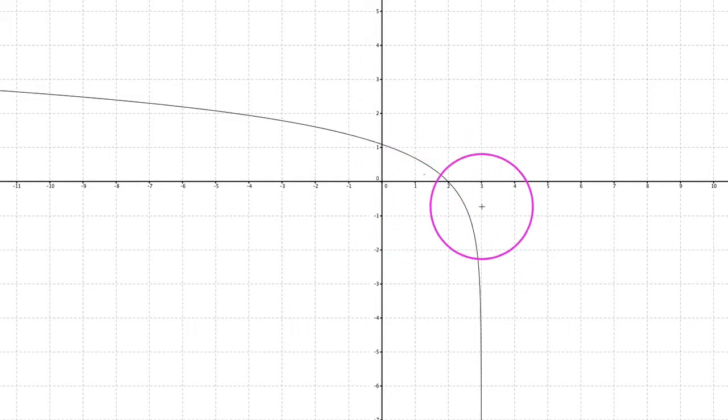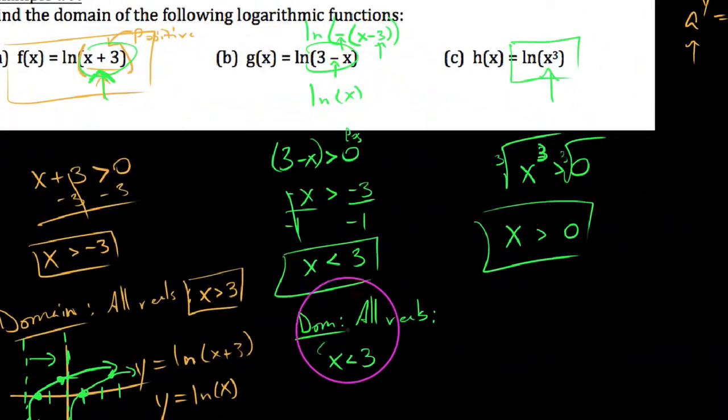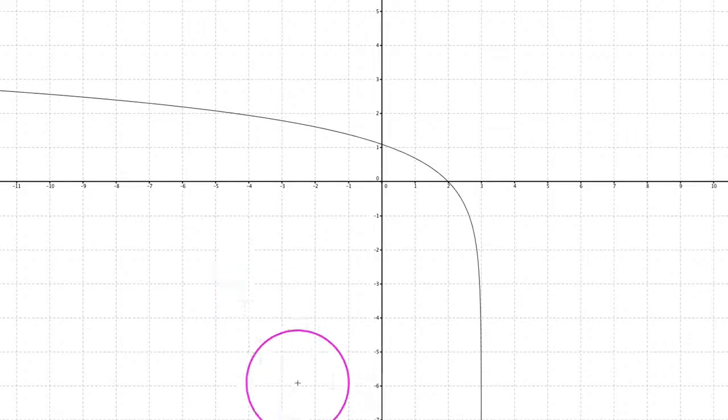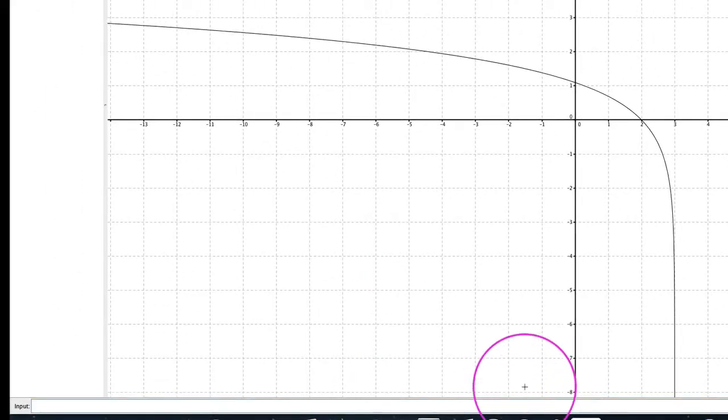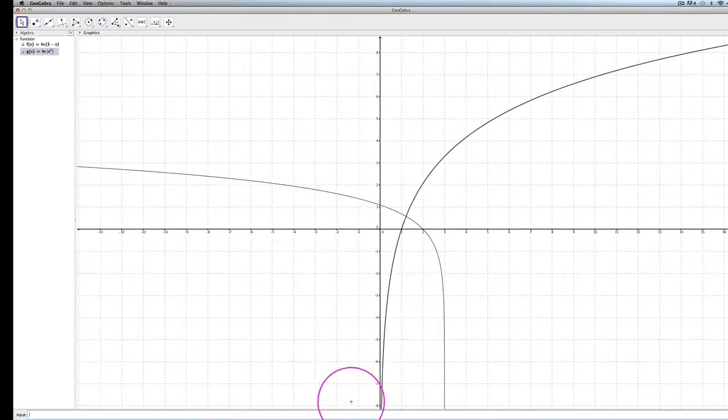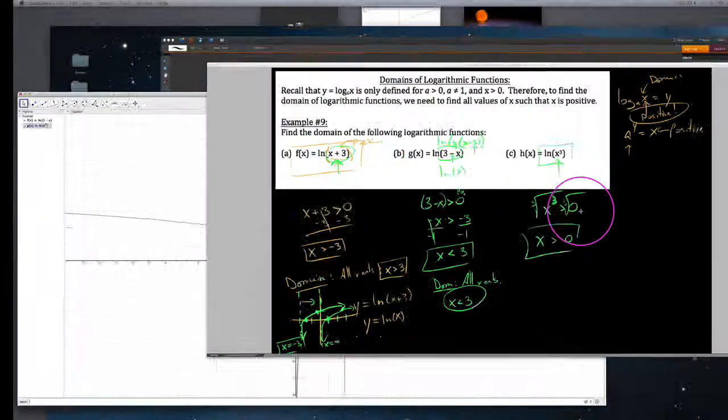Okay. But basically, you could see this, all x values that were less than 3, which is what we expressed here, was our domain. And if I were to graph the ln of x cubed, which I don't even know what that looks like, let's just take a look. ln x to the power 3, graph it. There it is, but you can see that it's defined for all x values that are positive, and that is essentially what we listed here.